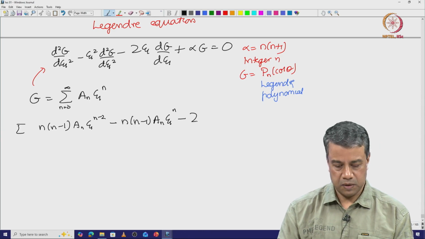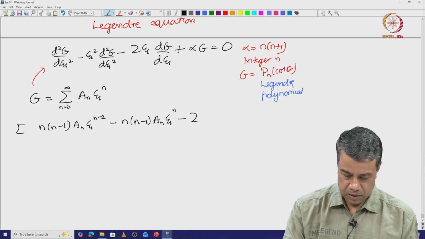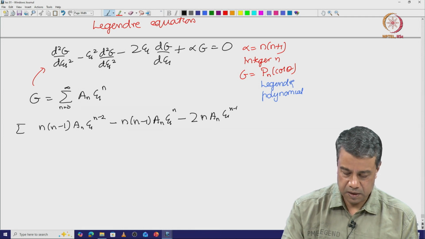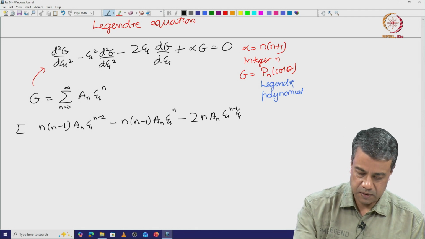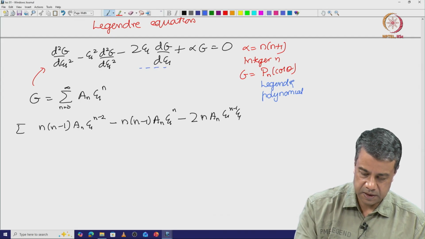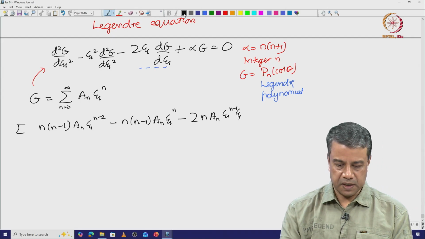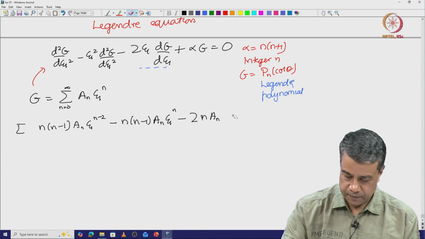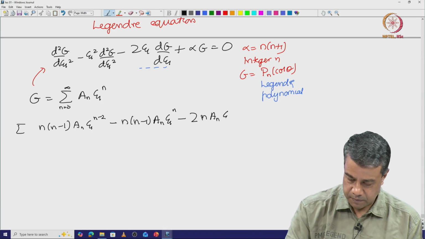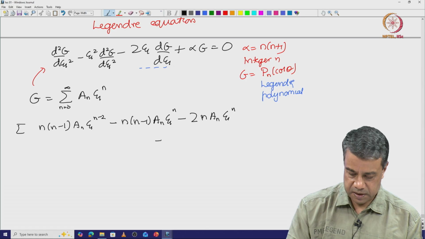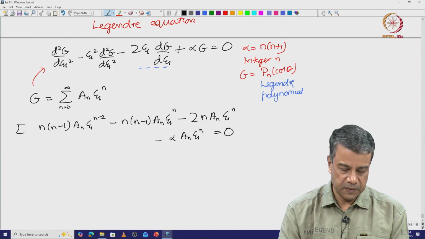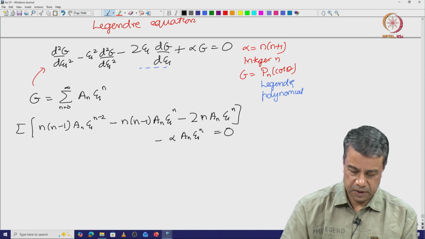Minus 2 n a n into psi power n minus 1 into psi. I have psi into dG by d psi here, so this becomes psi power n minus 1 into psi, which is basically psi power n. Minus alpha a n psi power n, this is equal to 0, summed over all n equal to 0 to infinity.